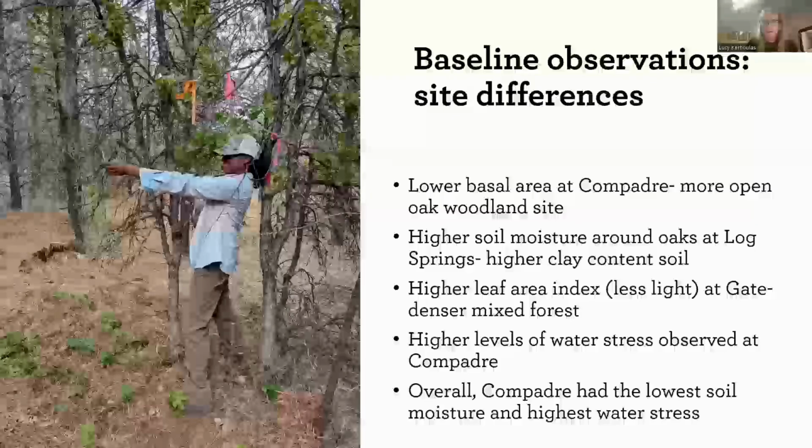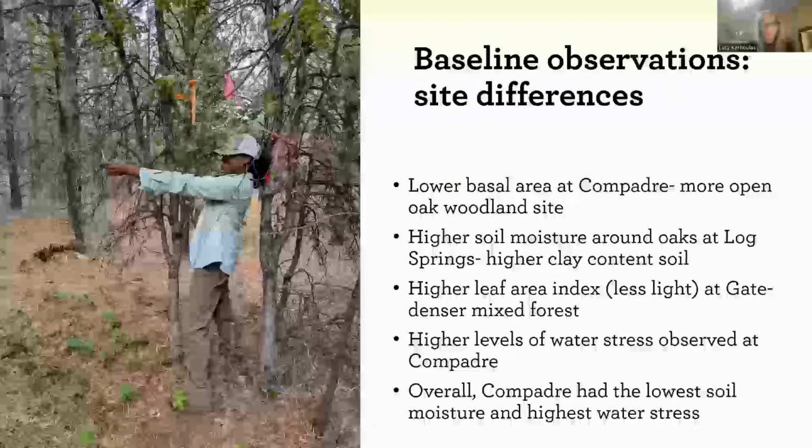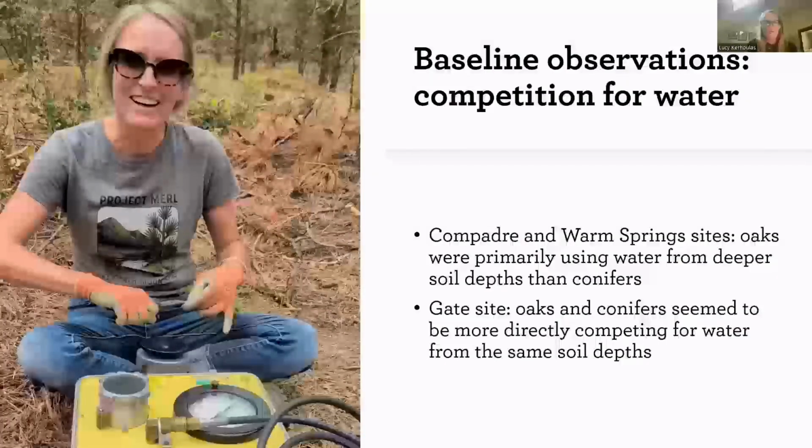One other thing to note, there's not a bullet about it, but we also measured, as Stacy mentioned, the gas exchange or stomatal conductance as a proxy for productivity in these trees. And that was highest at the Gate site. This is at the tree level. So not just because there's greater leaf area index at Gate, but at the individual tree level, we were measuring greater productivity, again before treatments, at Gate relative to Warm Springs and Compadre. And Compadre had the lowest gas exchange rates. I think that's everything on that slide, and we can keep going.